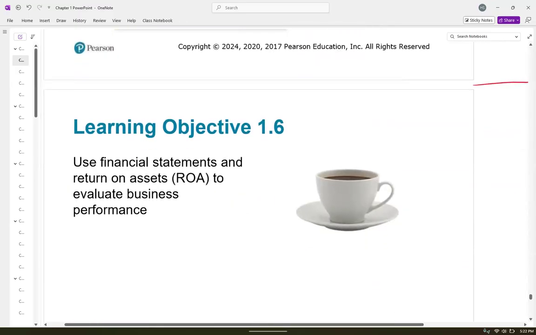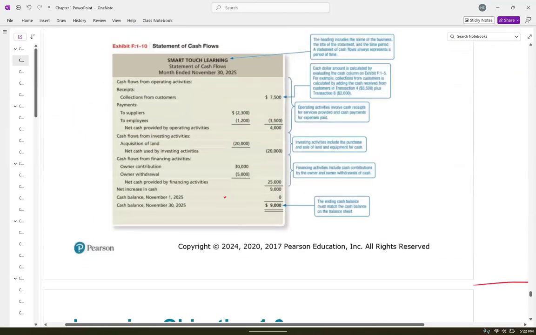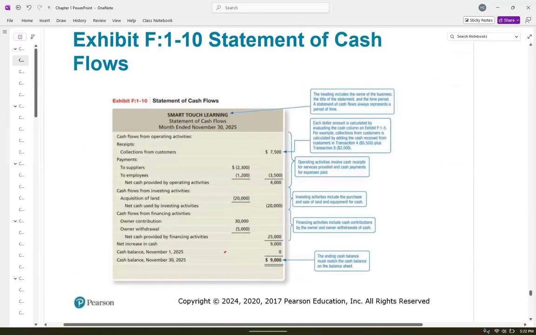And if you'll remember, I'm not going to do this learning objective 1.6 because we've got a whole chapter on ratios that we're going to do, and we're going to do a project over those, and it's going to make those make a lot more sense than me just testing you on those, making you memorize a ratio. Okay, but this is all of chapter 1. I will see y'all in chapter 2.